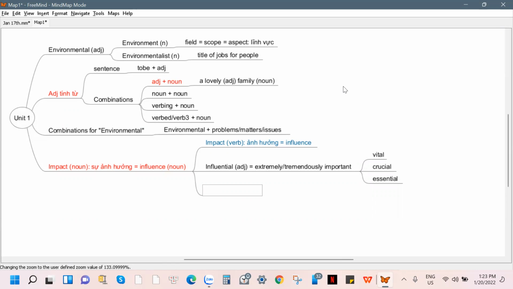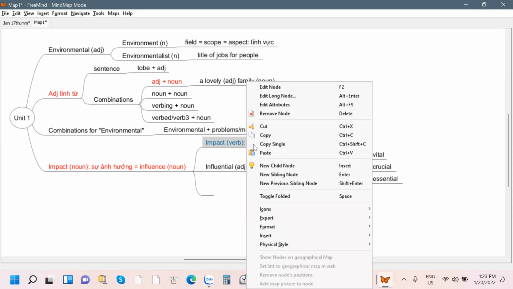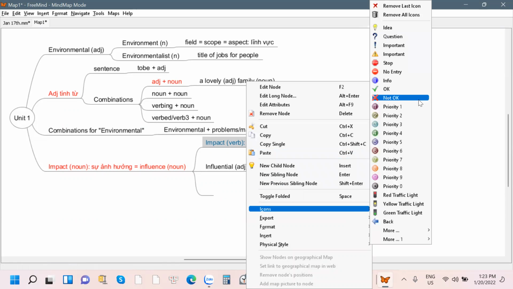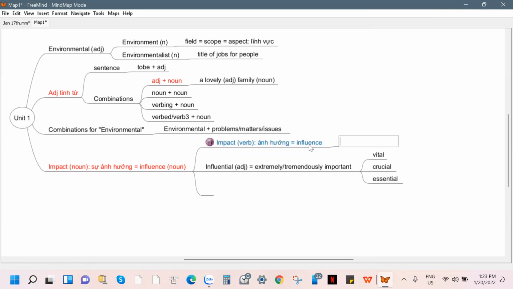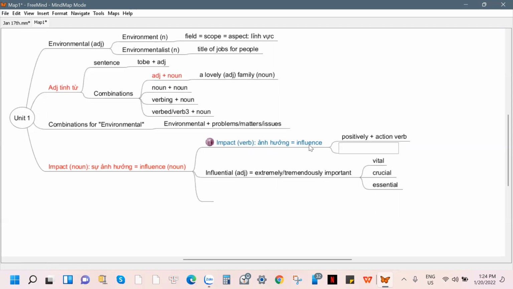Oh, very good question. The word impact, just like the word influence, here you are talking about an action verb. So the word impact, just like the word influence, can be used for both positive and negative. It just depends on the word choice. If you want to talk about the positive side, just add positively before the action verb. If you want to talk about the negative side, just add negatively before the action verb.